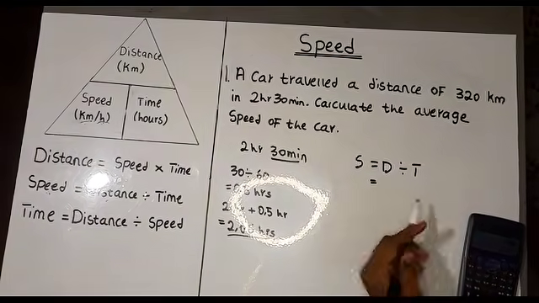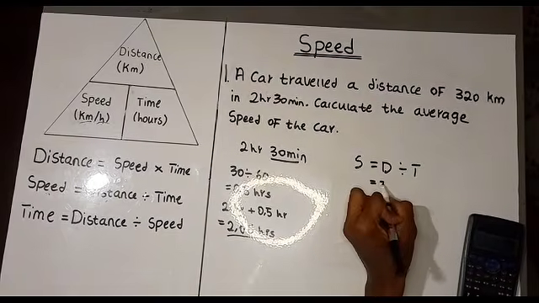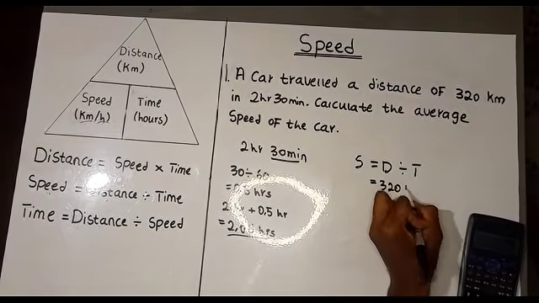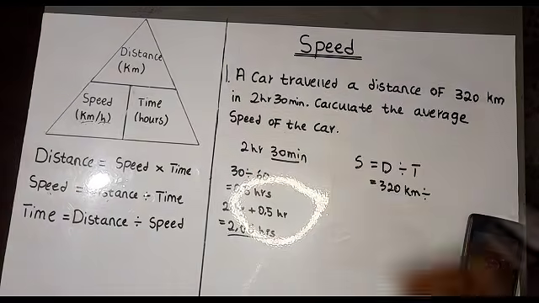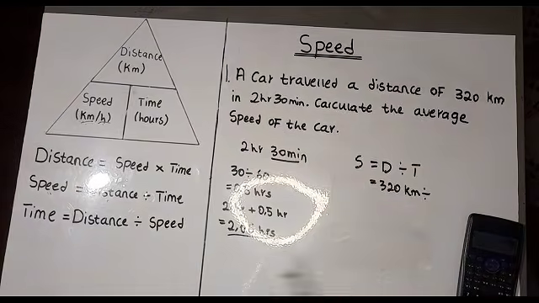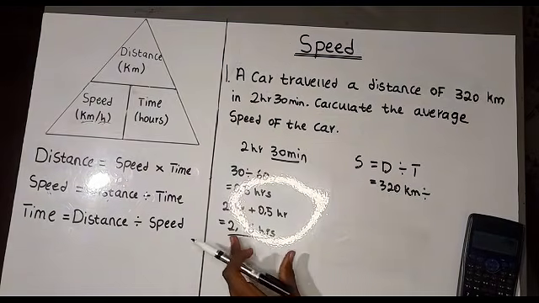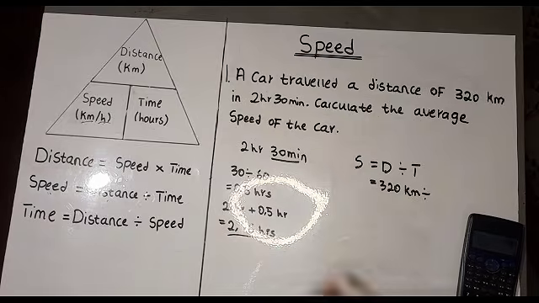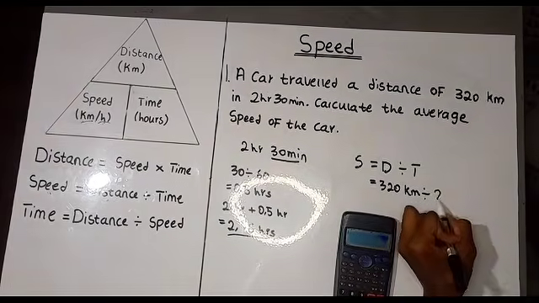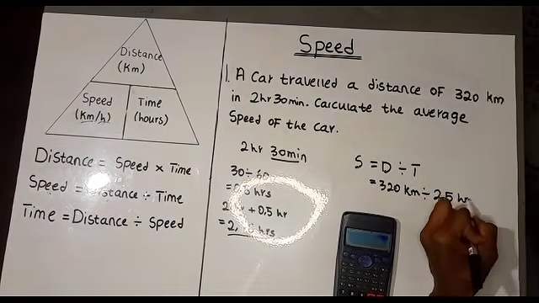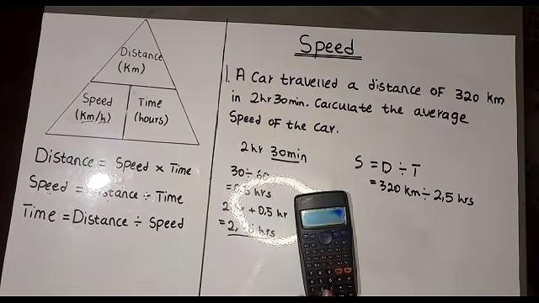So our distance is 320 kilometers, divided by the time which was 2 hours 30 minutes, and we converted it to hours, and it is now 2. Oh my god, I'm so sorry, it's 2.5, not 2.05. It's 2.5 hours. Please remove the 0. It's supposed to be 2.5 hours, not 2.05 hours. I made a mistake. So we're going to say 320 kilometers divided by 2.5 hours, and press that on the calculator.